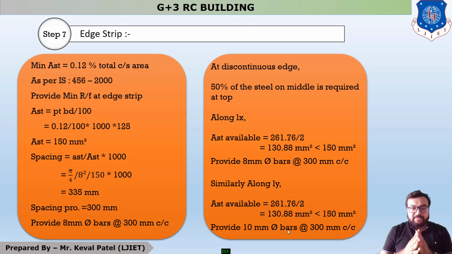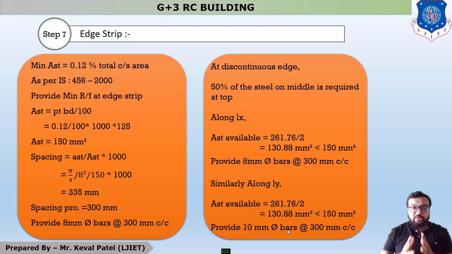Everyone, in the last lecture we completed our example up to step number 7, which is edge strip reinforcement. So students, this is the end of our example number 3, which is the design of two-way slab, in which there is only slab S1 design.